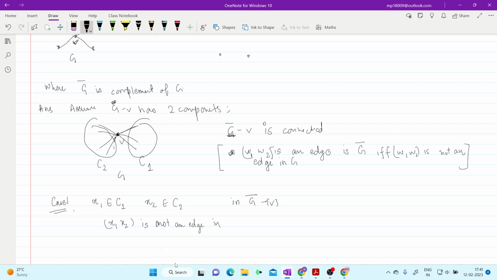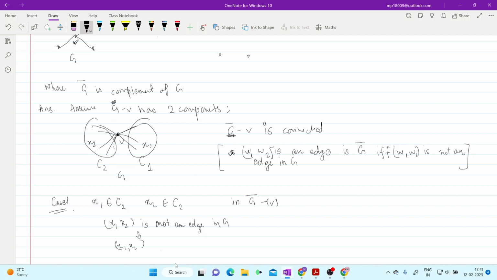So if x1, x2 is not an edge in G, what does it mean that it will be an edge in G bar? Ma'am, x1, x2 is an edge in G. x1 and x2 is not an edge in G complement, right? No. Why? So see, x1 is sitting here, x2 is sitting here.